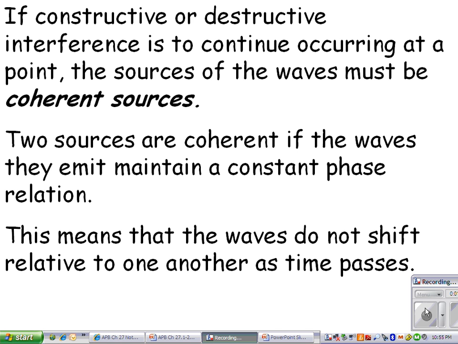If constructive or destructive interference is to continue occurring at a point, the sources of the waves must be coherent sources. Two sources are coherent if the waves they emit maintain a constant phase relation. This means that the waves do not shift relative to one another as time passes. They keep their wavelengths, they keep their frequency the same the whole time.